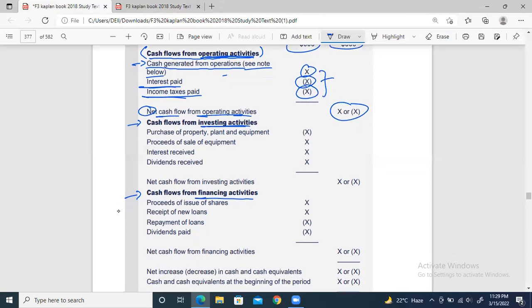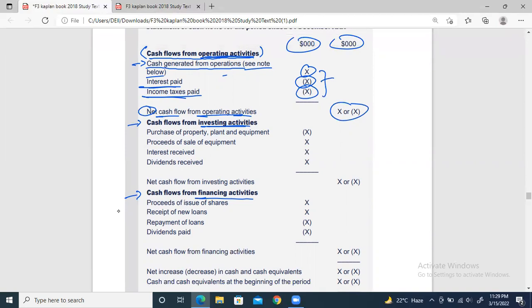Similarly, in investing, you can see we have three or four things. First of all, what do we invest in? As a company, we invest in non-current assets. We purchase new machines, cars, buildings, everything, right? So purchase of property, plant and equipment. This is the first thing, which was basically IAS 16. It's written as a minus over here because cash is going out for purchasing these.